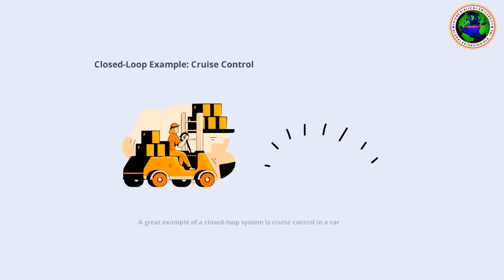A great example of a closed-loop system is cruise control in a car. When you set your desired speed, the system constantly measures the actual speed and compares it to your setting. If the car slows down going uphill, the system detects the error and increases the throttle to maintain the set speed. This automatic adjustment is only possible because of the feedback loop.